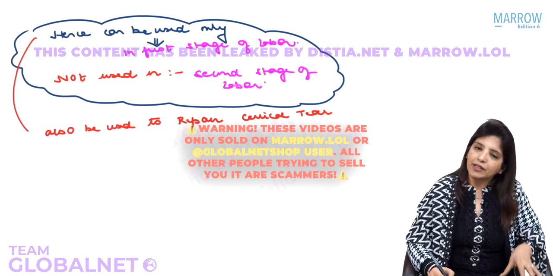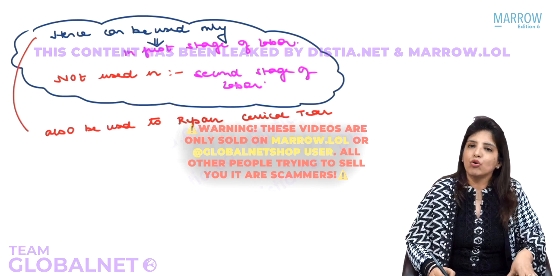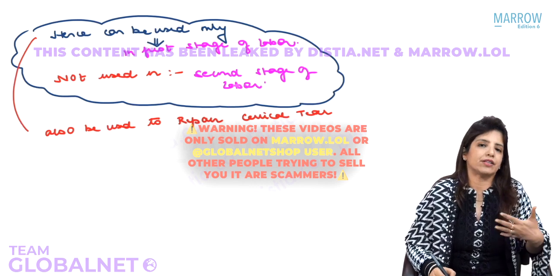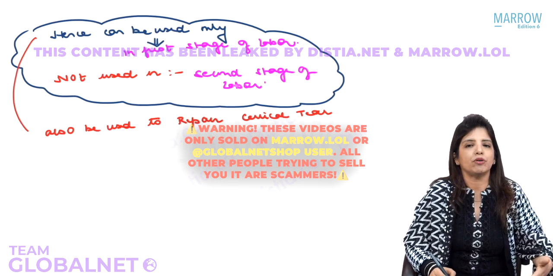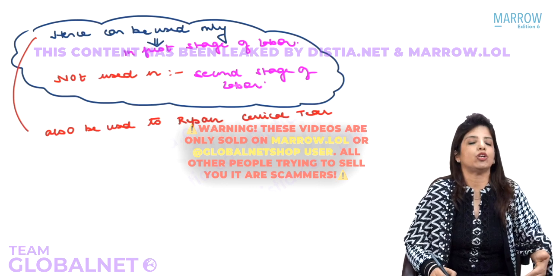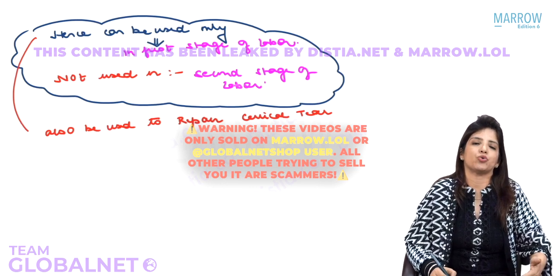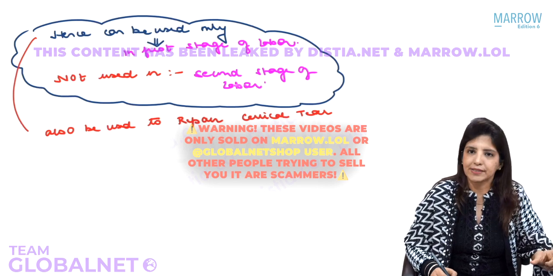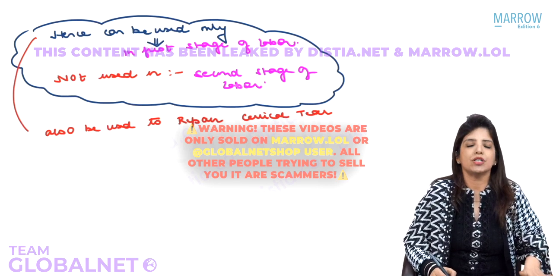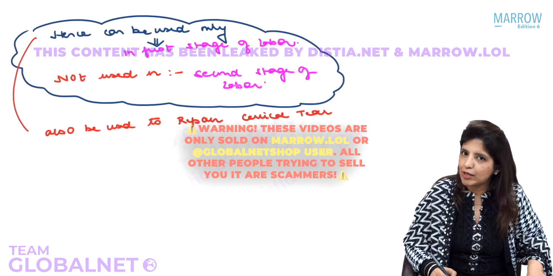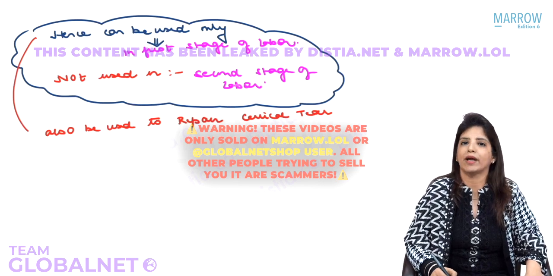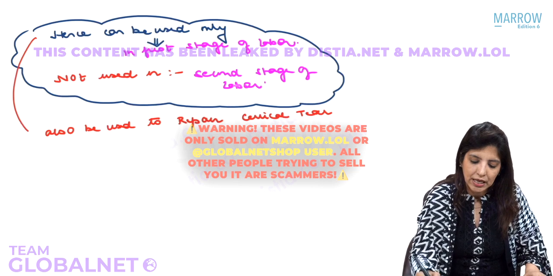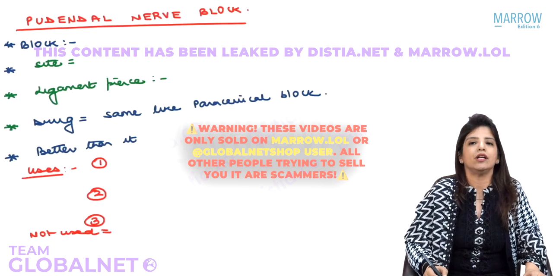Then another use where you can use it is, suppose there is a cervical tear at the time of labor and you have to repair a cervical tear. So in order to repair a cervical tear, yes, you can use a paracervical block because it is going to anesthetize the cervix, right? So these are the uses: it can be used in the first stage of labor for pain relief. It cannot be used in the second stage of labor for pain relief, but it can be used while you are repairing cervical tears. Clear? Now, next comes pudendal nerve block.